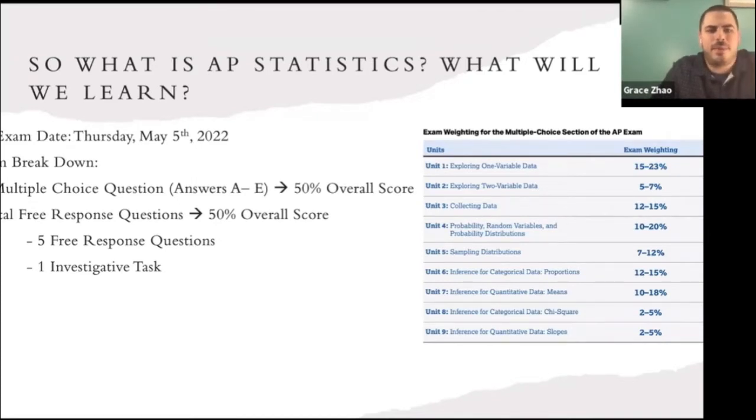And then the exam is broken down into 2 parts. There's 40 multiple choice questions, answers A through E, and that's 50% of your overall composite score. And there's 6 total free response questions, and that's also 50% of your overall score. So it's actually a really simple exam to administer or take because it's not too many moving parts.